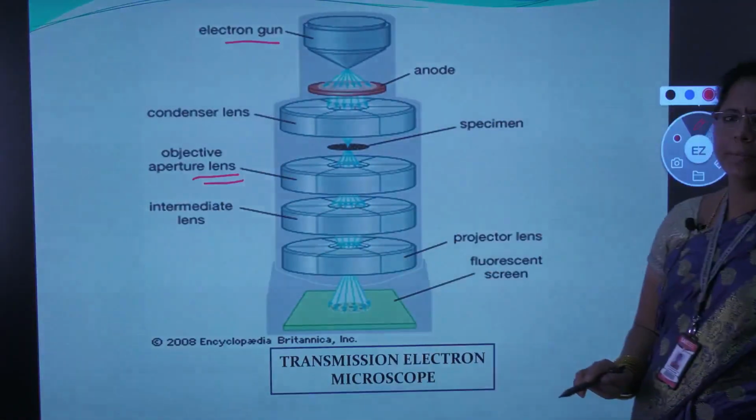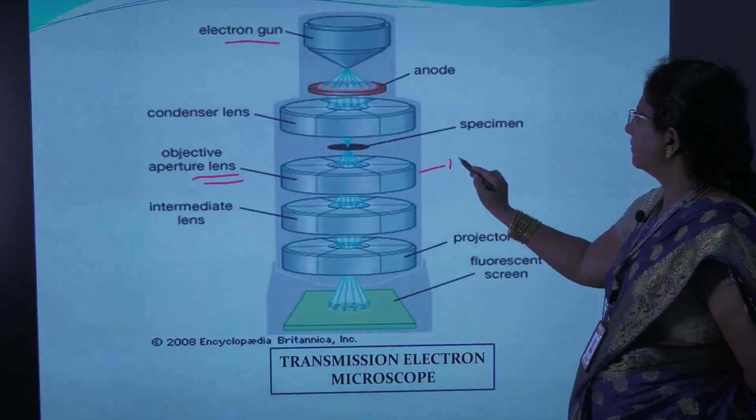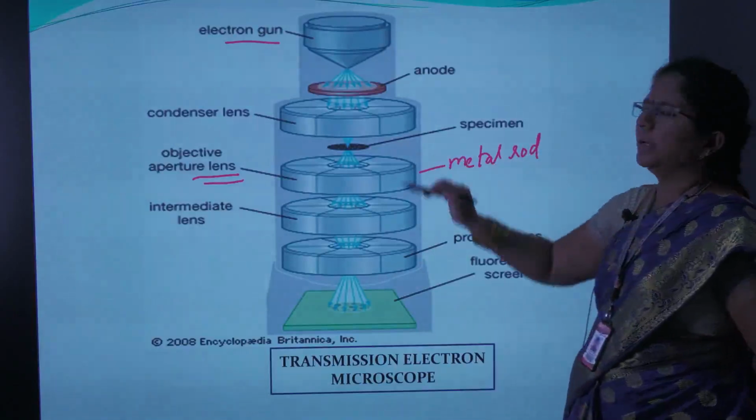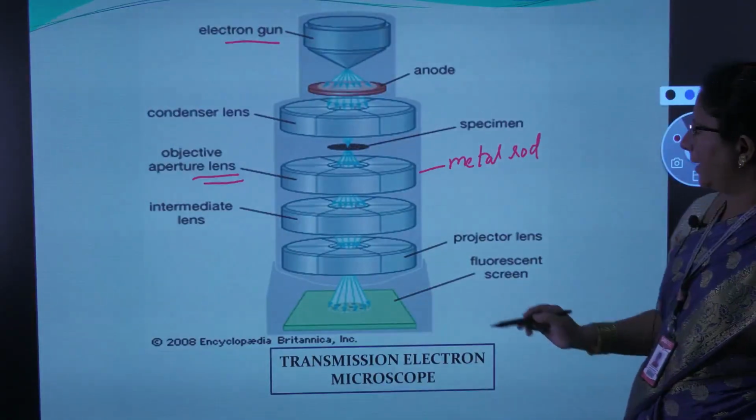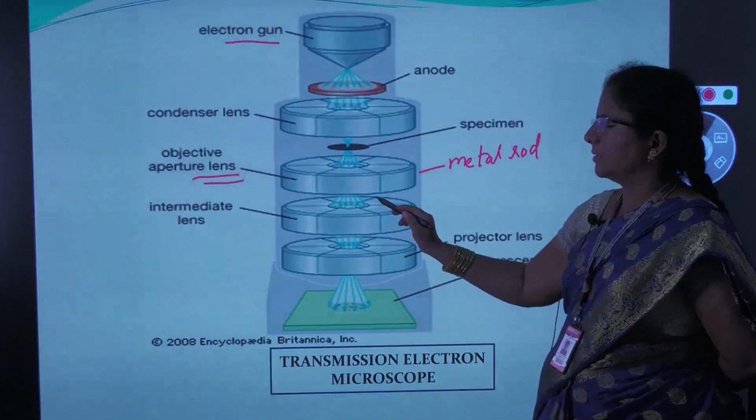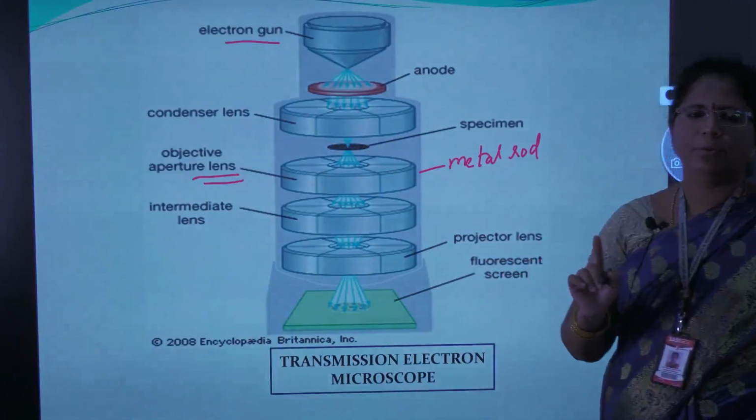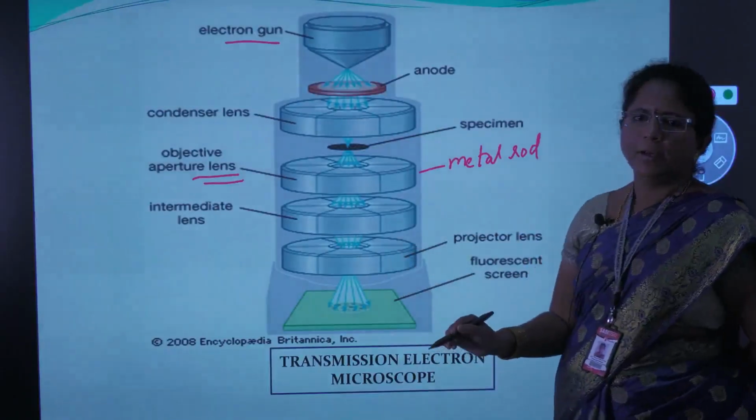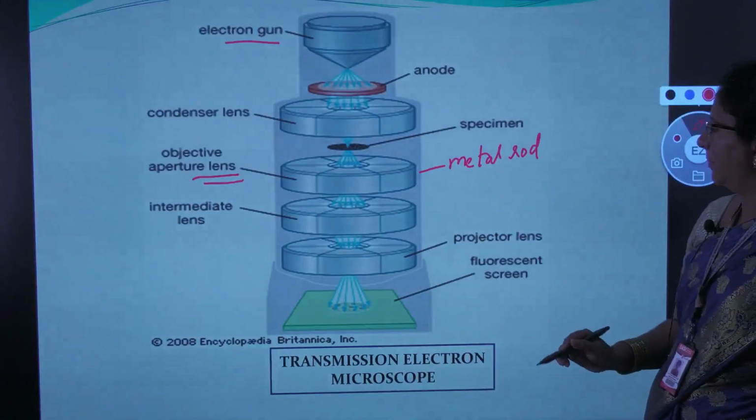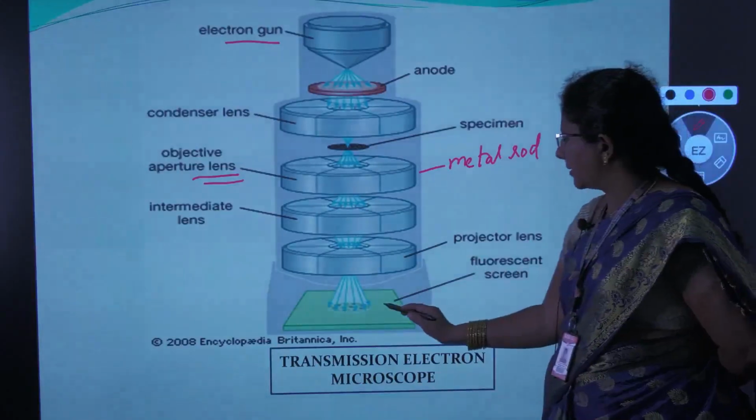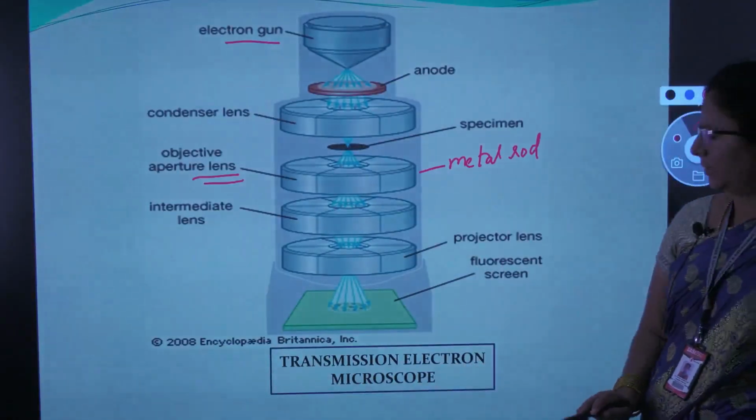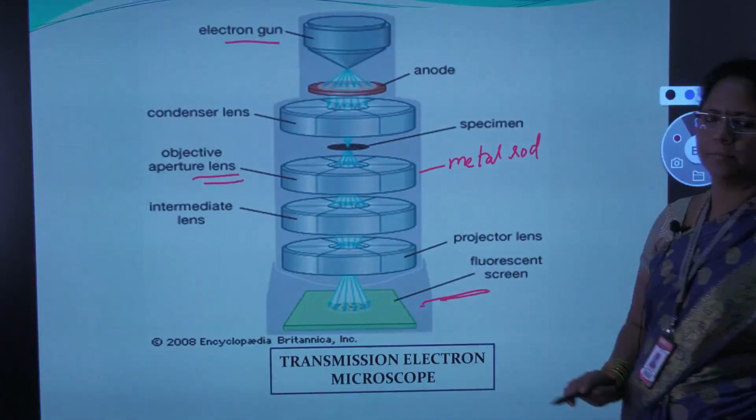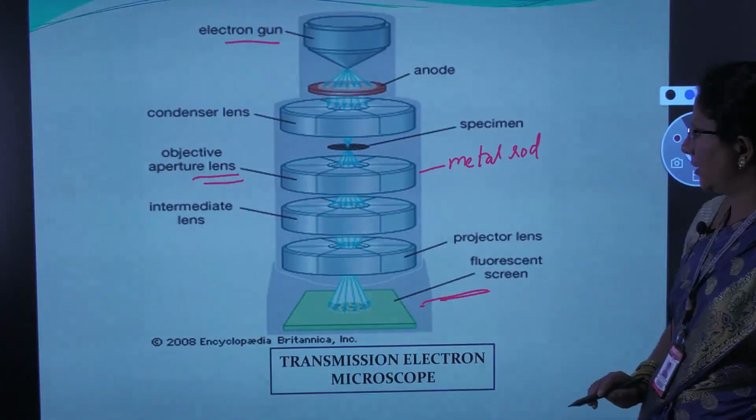This lens is usually made up of a metal rod, and this will hold the specimen. Next are the intermediate lenses, and this objective aperture moves in and out so that different sized holes come under the path of the electron beam. And this is the fluorescent screen, which gives you the detailed image of the object.